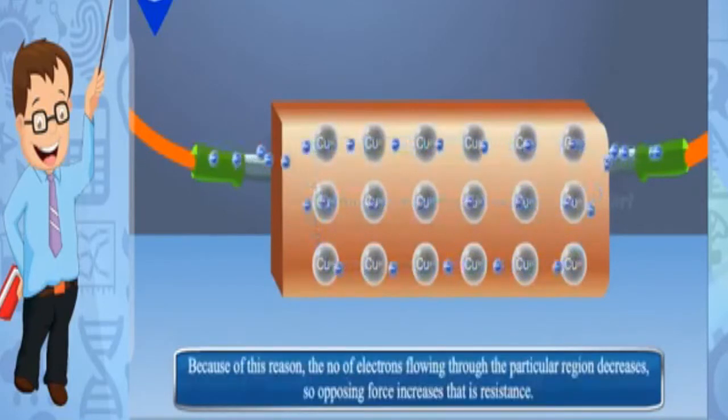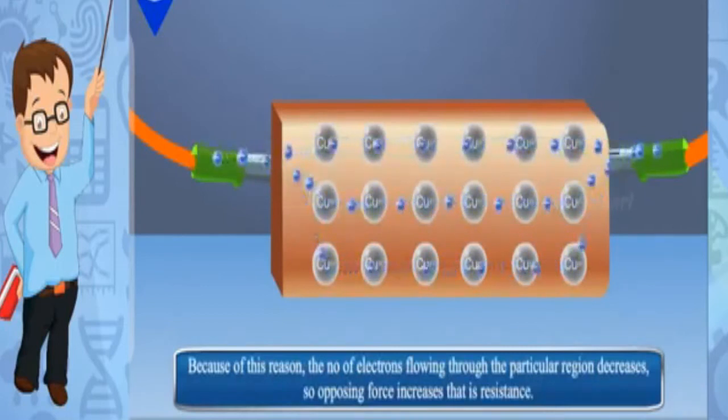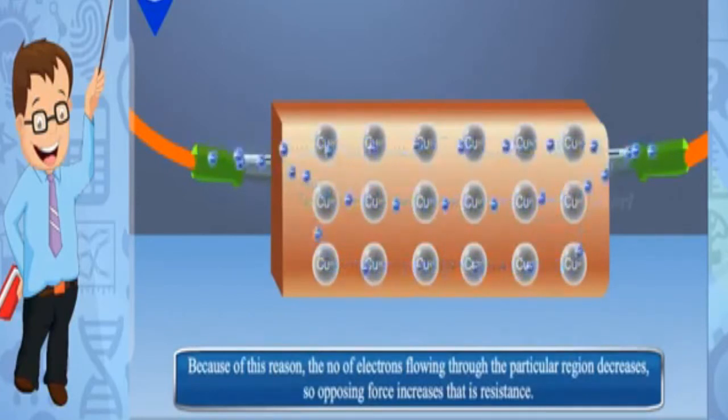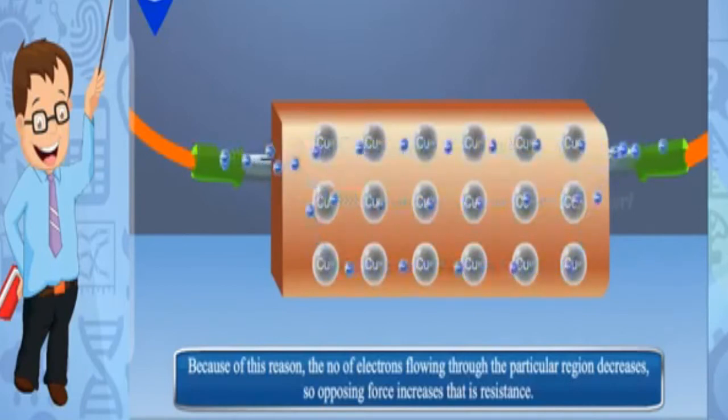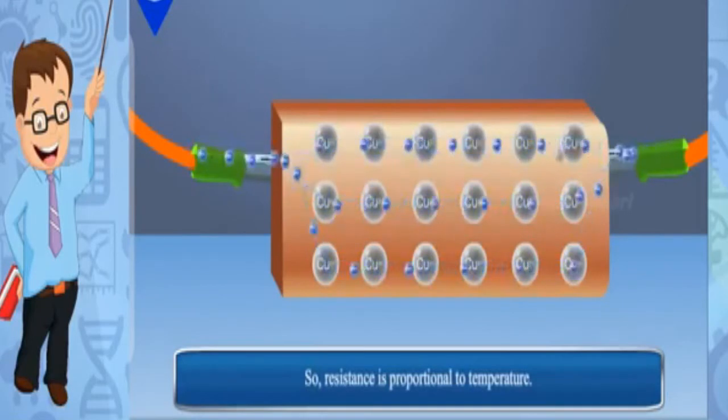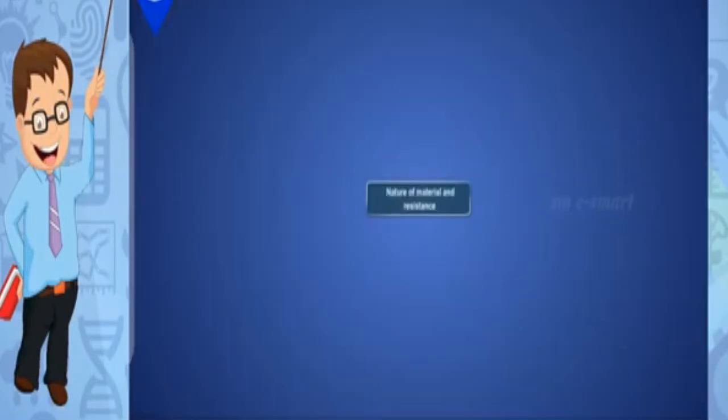Because of this, the number of electrons flowing through the particular region decreases, so the opposing force, that is, resistance, increases. So resistance is proportional to temperature. Nature of material and resistance.